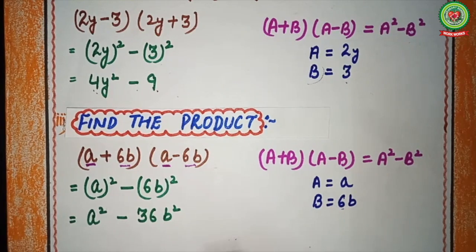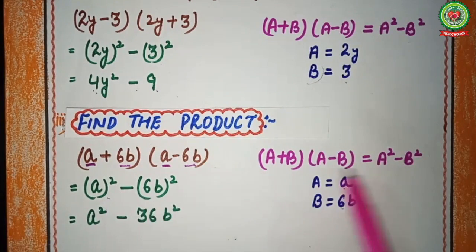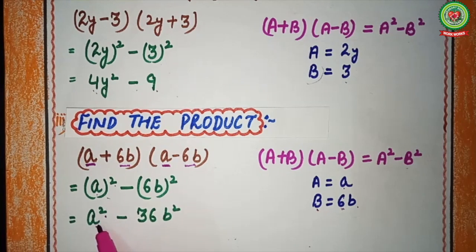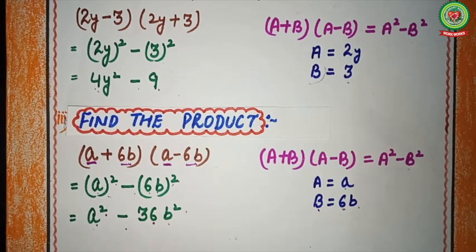Now we will apply this formula here. a square means a square, minus will remain minus, and the value of b is 6b, so we will write here (6b) square. The square of a will be a square, minus will remain minus, the square of 6 will be 36, and the square of b will be b square. So here the answer will be a square minus 36b square. Now let's move to the next example.